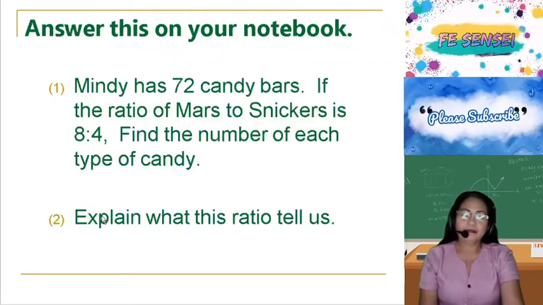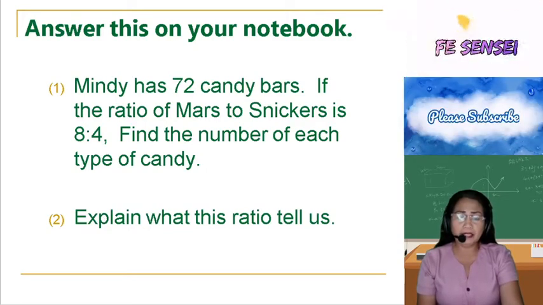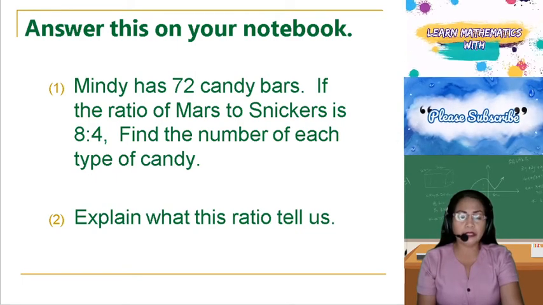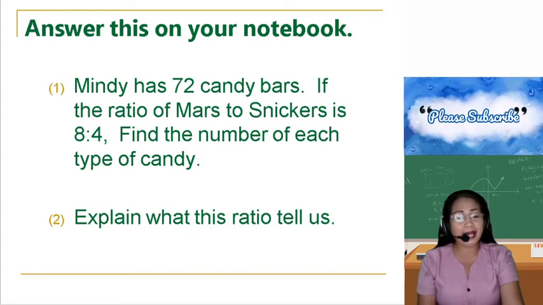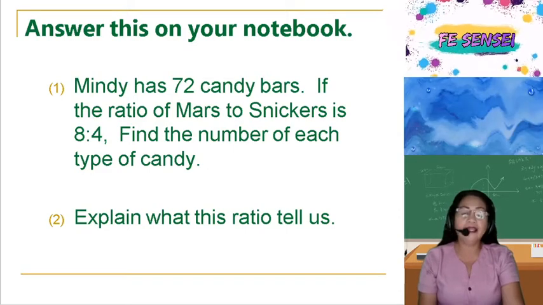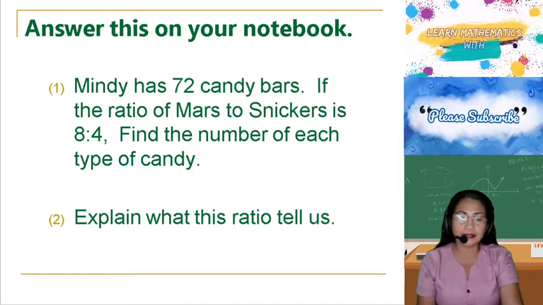Okay. Answer this in your notebook. Mindy has 72 candy bars. If the ratio of Mars to Snickers is 8:4, find the number of each type of candy and explain what this ratio tells us.